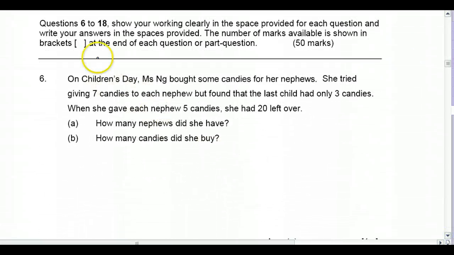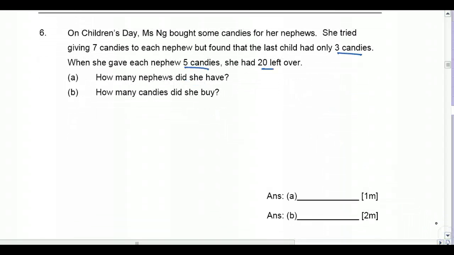Question 6. On Children's Day, Miss Ng bought some candies for her pupils. She tried giving 7 candies to each pupil, but found that the last pupil had only 3 candies. When she gave each nephew 5 candies, she had 20 left. So I want to find the number of nephews. Okay, not pupils, but nephews. So let's look at it.